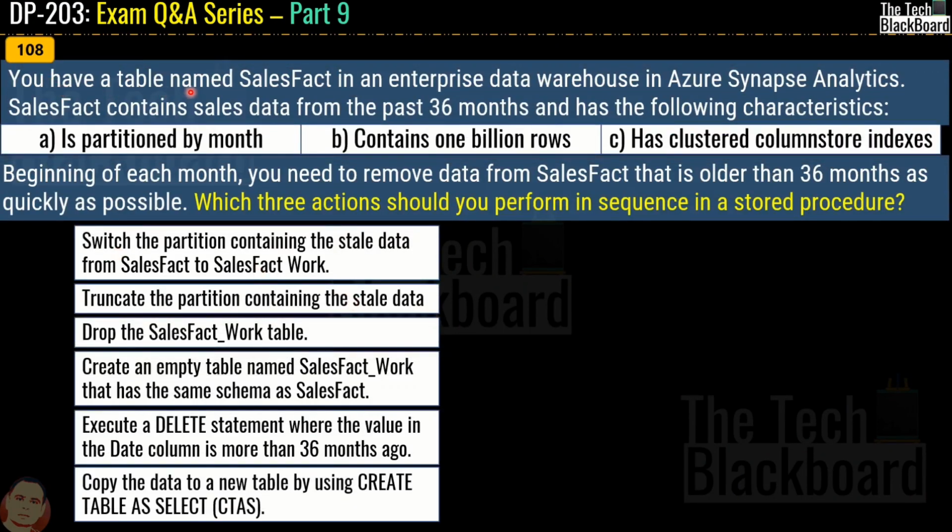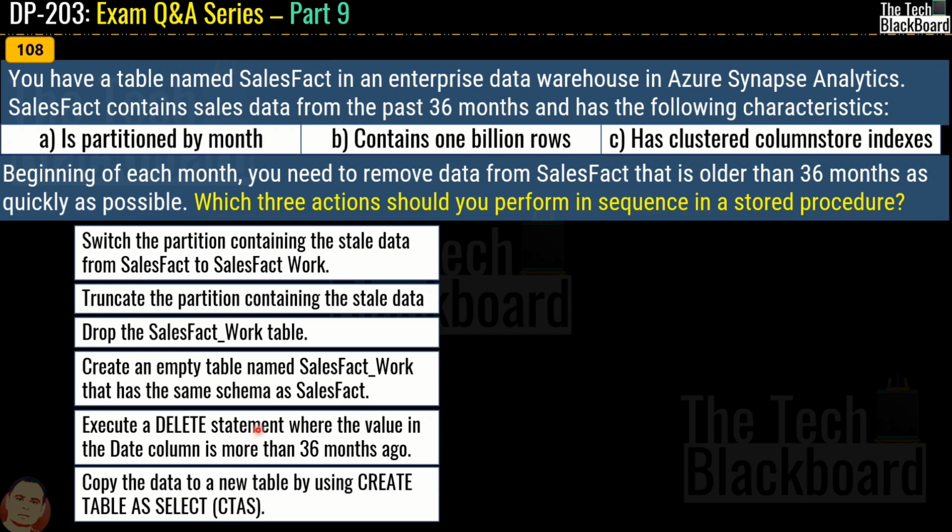The question says that you have a table named sales fact in an enterprise data warehouse in Azure Synapse Analytics. Now, the sales fact table contains sales data from the past 36 months and has the following characteristics. The first one is partitioned by month, contains 1 billion rows, has clustered column store indexes. Now the question says that at the beginning of each month, you need to remove the data from the sales fact table that is older than 36 months as quickly as possible. Which 3 actions should you perform in sequence in a stored procedure? And here you can see we are given 6 actions, and out of these 6 actions, we have to choose 3 of them and arrange them in correct sequence.